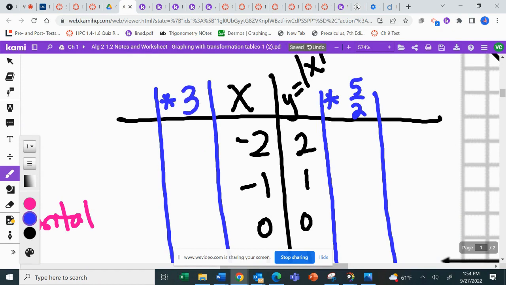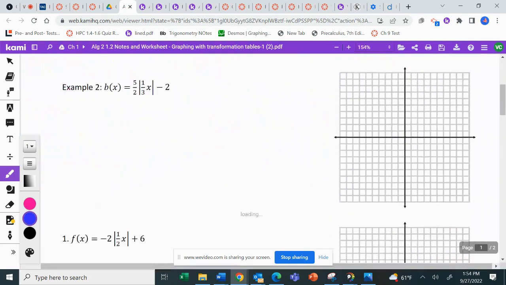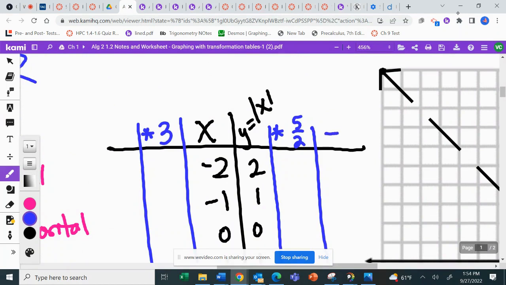We always multiply before we add or subtract, so the first thing you put in is your multiplication. Then we only have one add or subtract. It is a down 2. Down is vertical, so that goes on the Y side. And then there's nothing in that last X column.